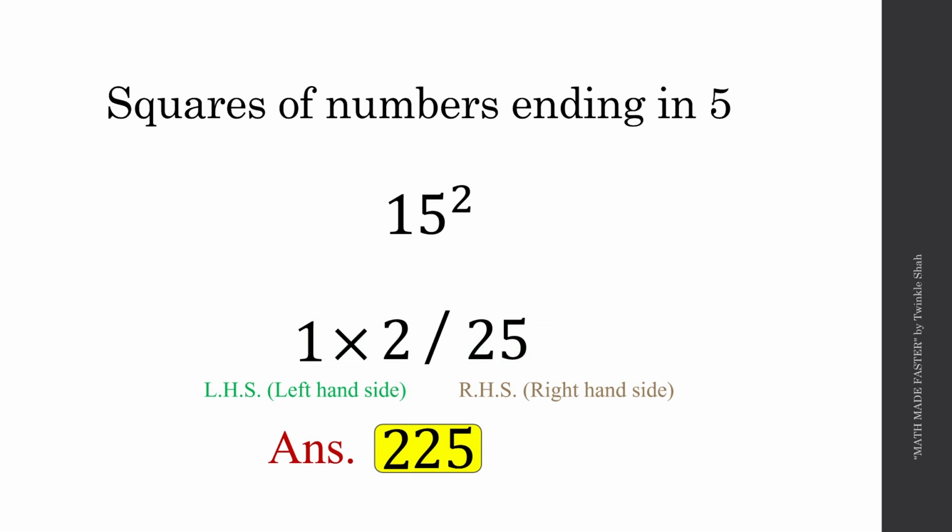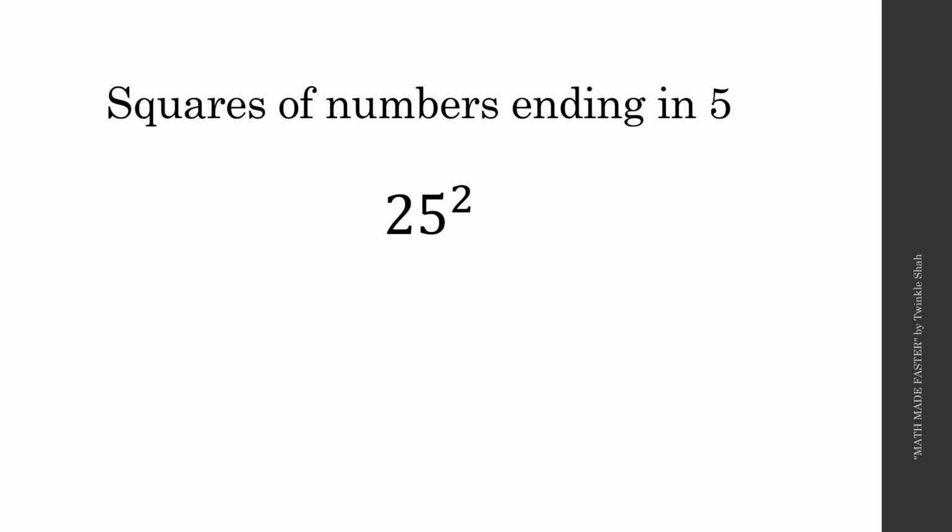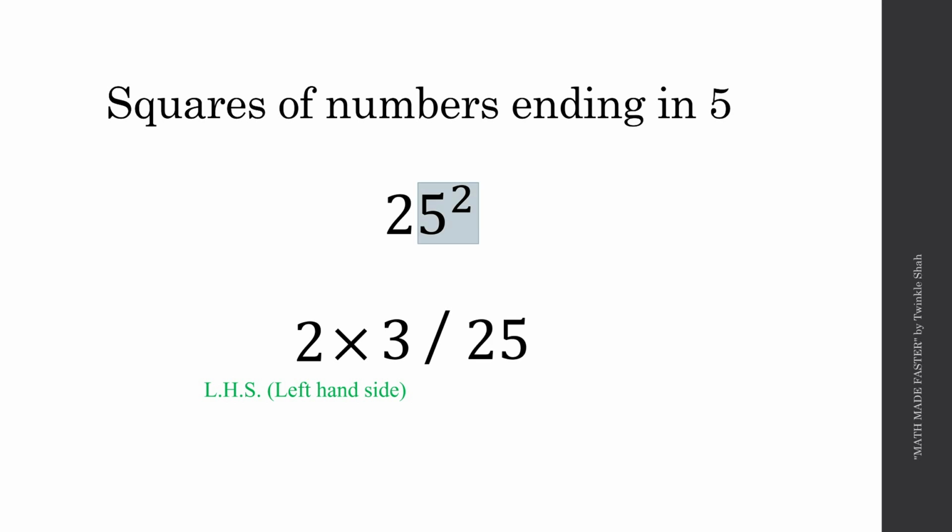That is so simple. Let's do another example. 25 square. Take the 2 as it is and add 1 to the 2. Therefore, we get 3. Now do 2 times 3, which gives you the left hand side. Now do the 5 square, which gives you the right hand side.